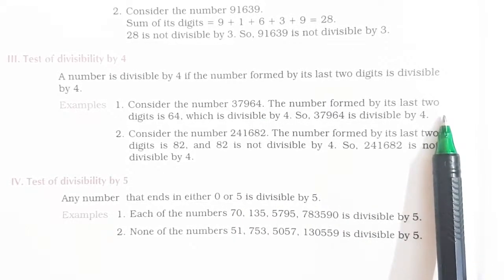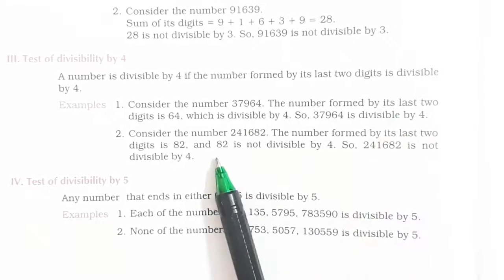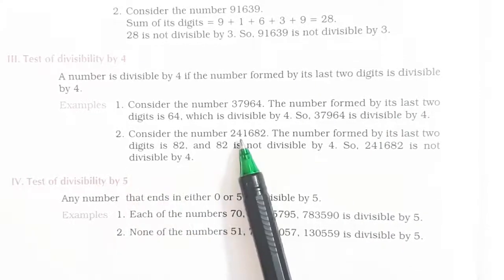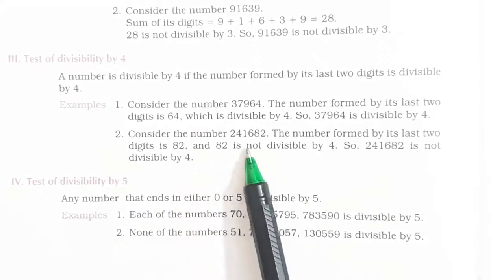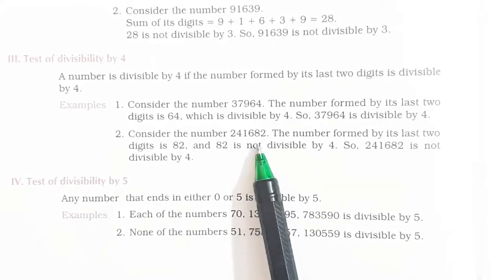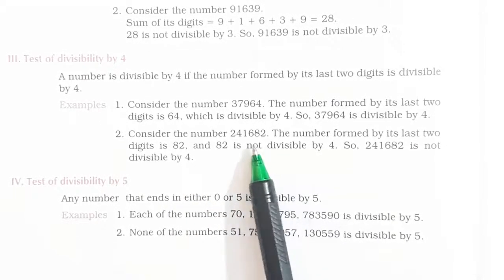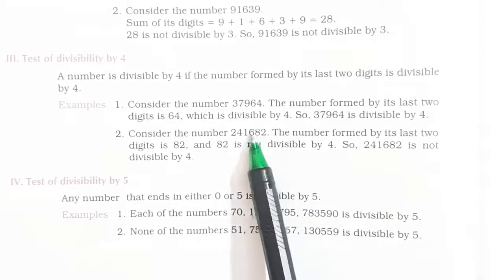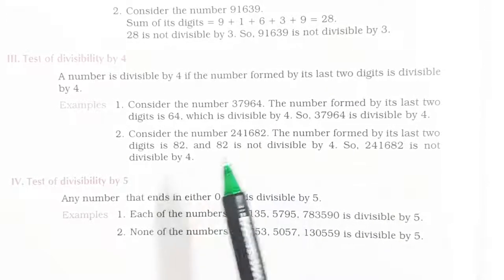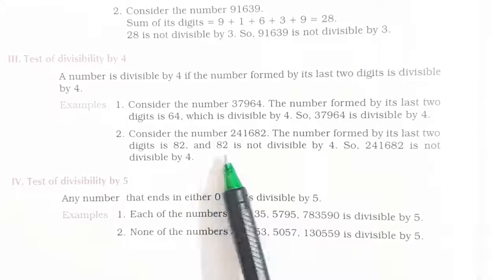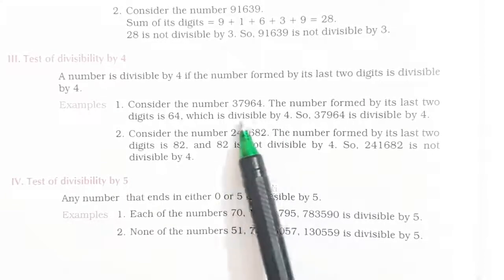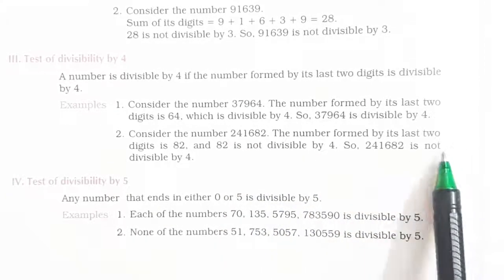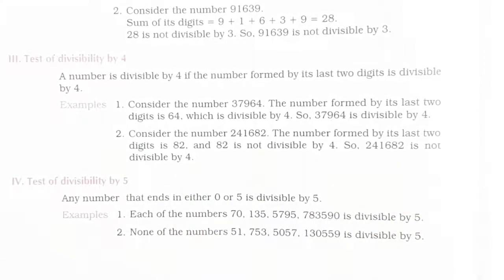Clear? Now let us consider one more example. Now this is 2,41,682. Now consider the last two digits, which is 82. Now students, 82 is not divisible by 4. Clear? So therefore, the given number is also not divisible by 4.